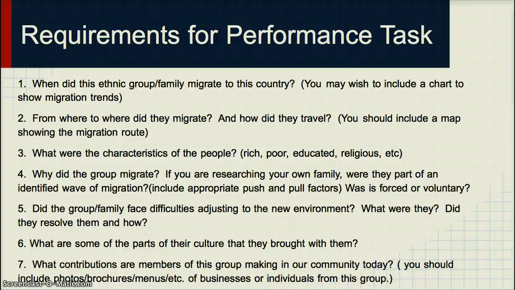Was it forced or voluntary? Did the group face difficulties when adjusting? What were the difficulties and how did they resolve them? Also, what are some of the parts of their culture that they brought with them? And what contributions are members of this group making to our community today? This is going to be an opportunity to include photos, brochures, menus, whatever, something for businesses or individuals.